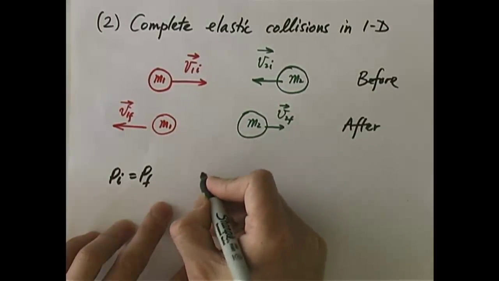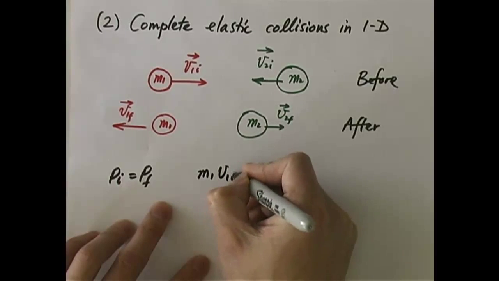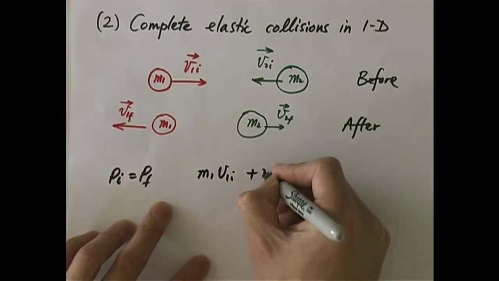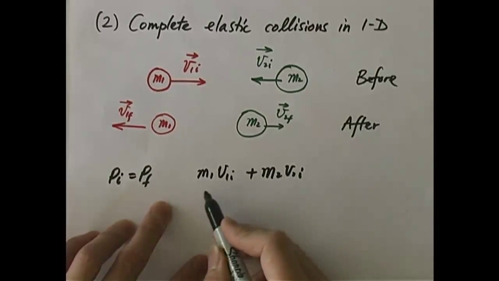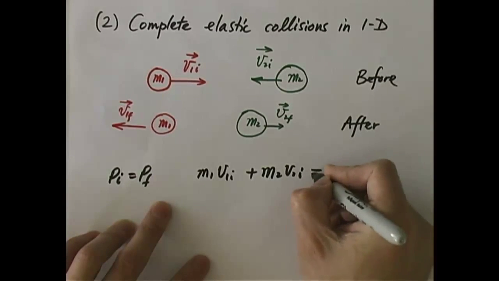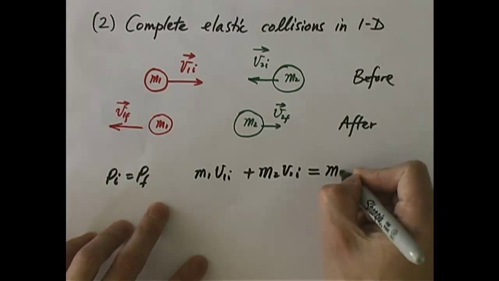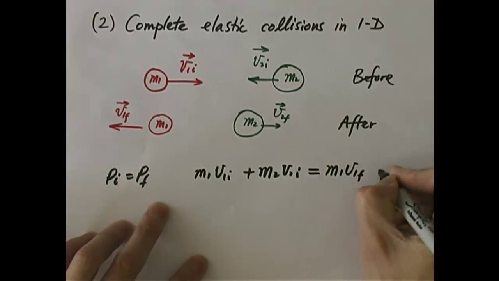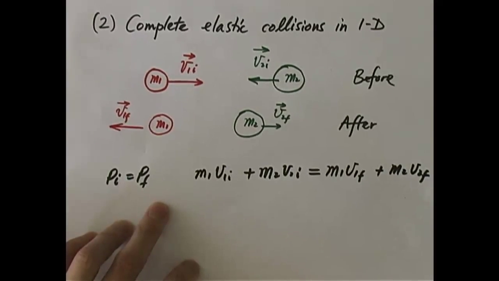So the way I write it here is M1 V1 initial plus M2 V2 initial. That is the momentum before the collision. It has to equal the momentum after the collision, and that is M1 V1 final plus M2 V2 final.